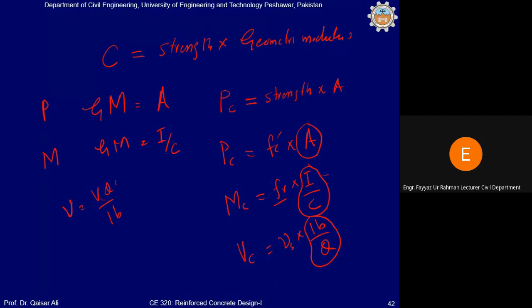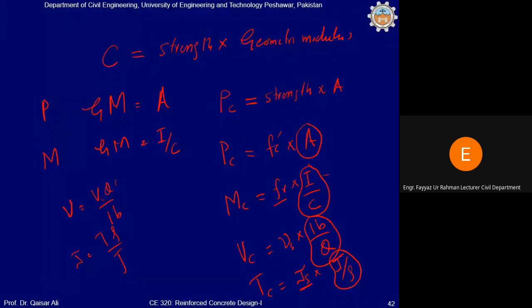Clear? In case of torsion capacity, for torsion stresses, it is equal to T rho divided by J. So this will be equal to torsional strength multiplied by J divided by rho. So in case of torsion capacity, this is the torsional strength and this is the torsional geometric modulus. अब बात समझ में आ रही है?